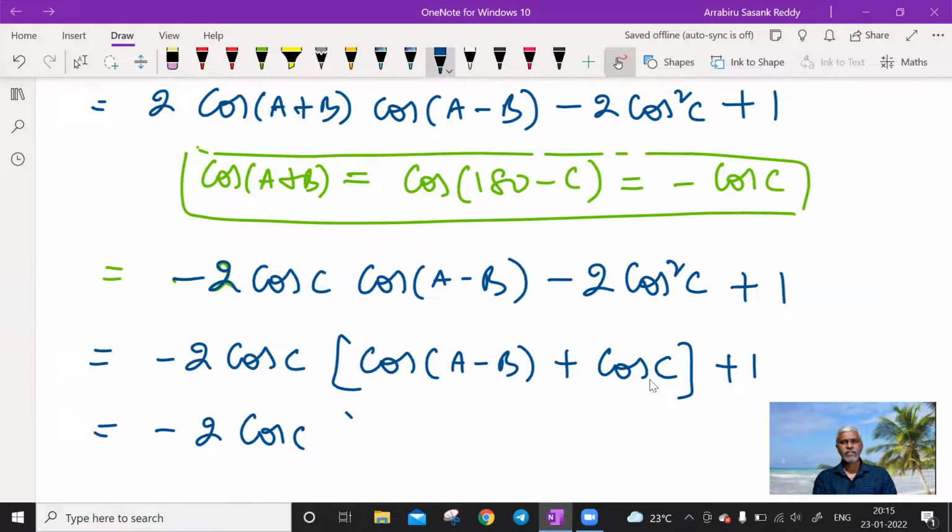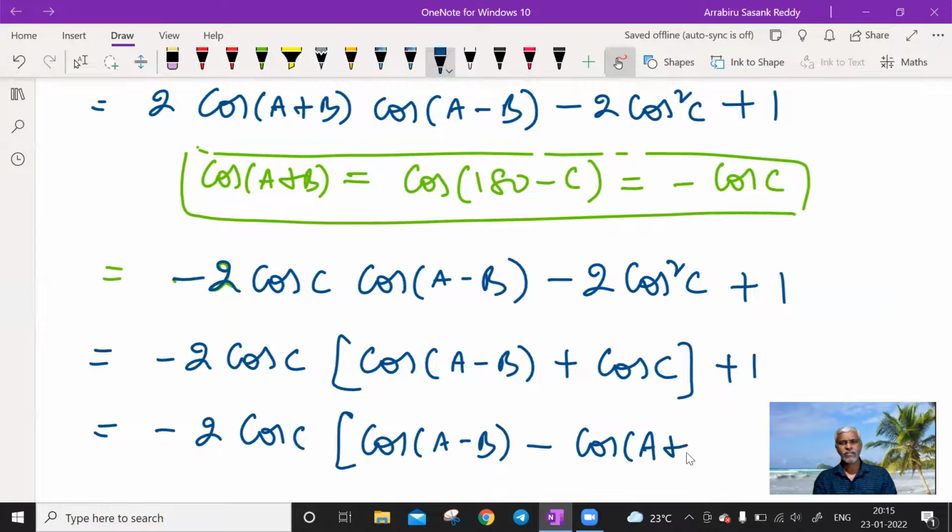So minus 2 cos C. So in place of cos C, minus cos (A plus B) will be there. So cos (A minus B), here cos (A plus B), minus cos (A plus B). So this is minus. You see, if you take minus this side, cos C is equal to minus cos (A plus B). Cos (A plus B) is equal to minus cos C, or cos C is equal to minus cos (A plus B).